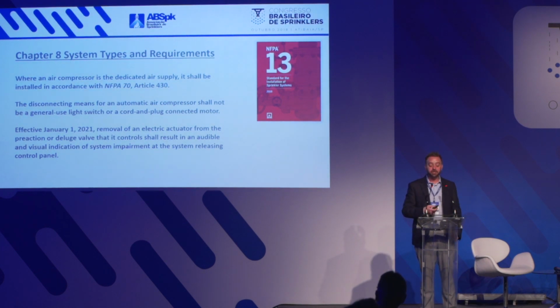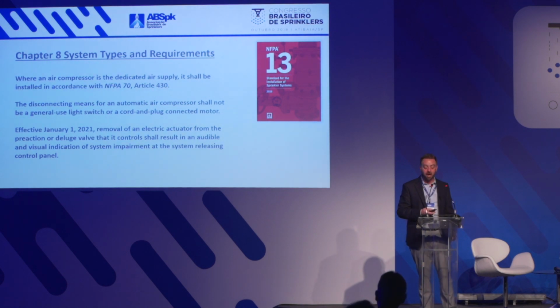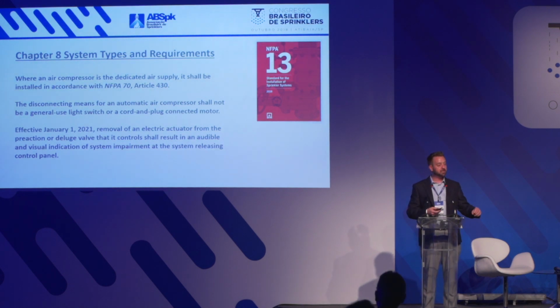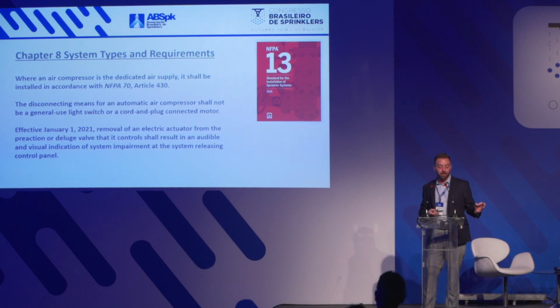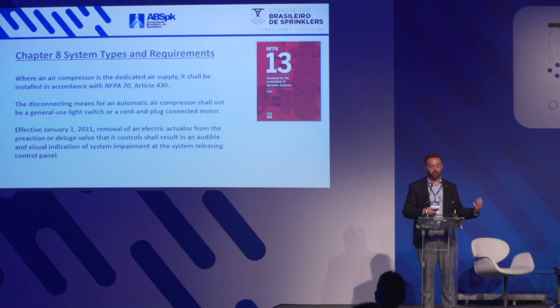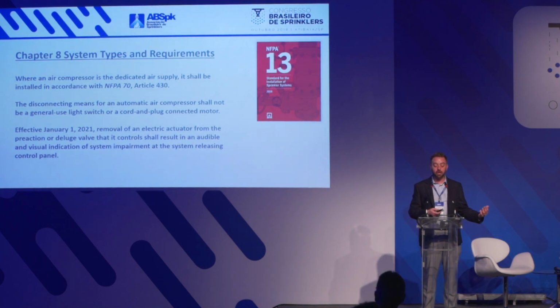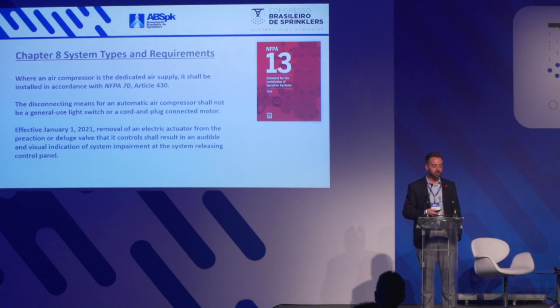Where an air compressor is a dedicated air supply, it shall be installed in accordance with NFPA 70, Article 430. So this means you can't use a light switch anymore for an air compressor. The disconnecting means for an automatic air compressor shall not be a general use light switch or a cord and plug connected to a motor. So now it's going to have to be hardwired. So that's not going to be an option in NFPA 13 anymore.